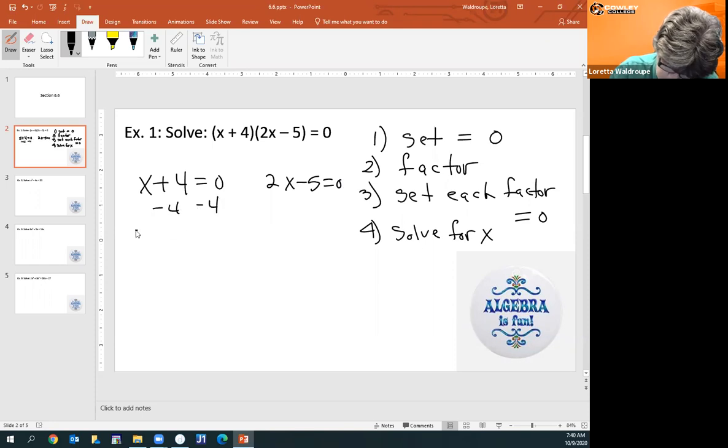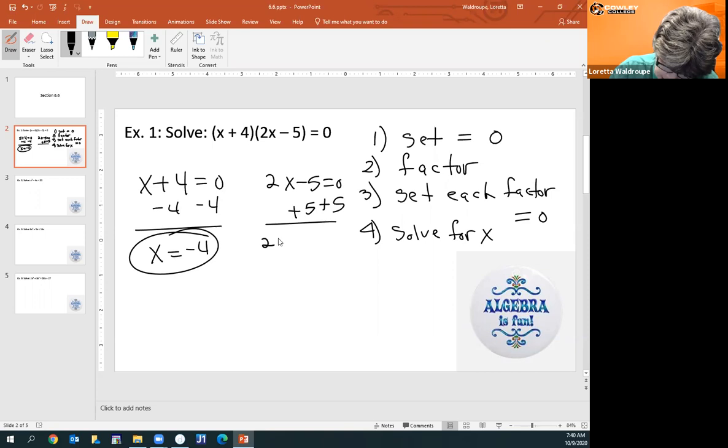Subtract 4 from both sides, and I get x equals -4. Add 5 to both sides because I'm solving for x, and then divide by 2.